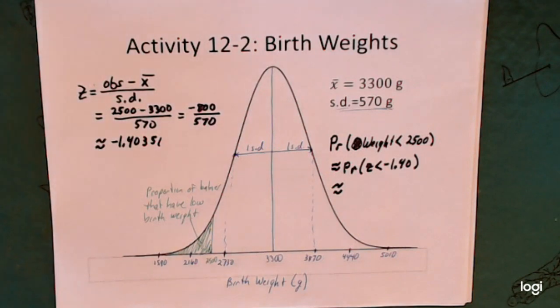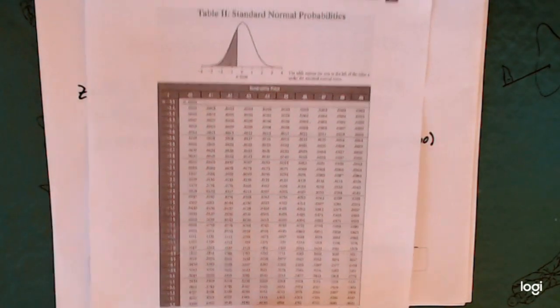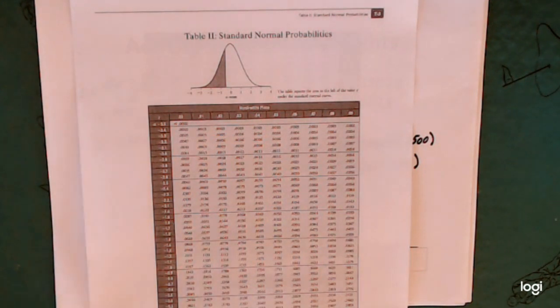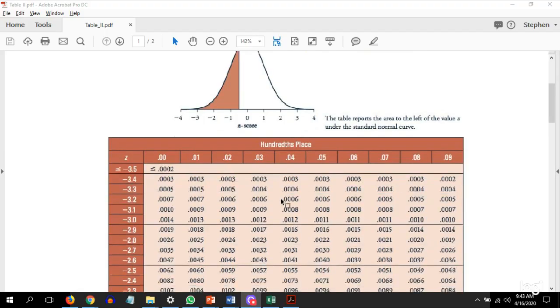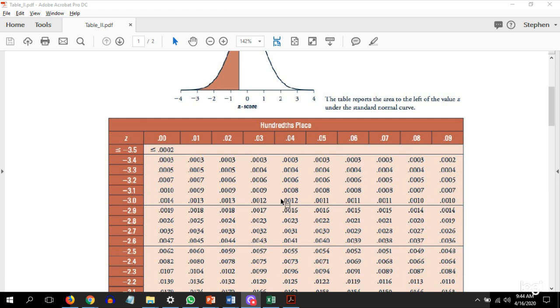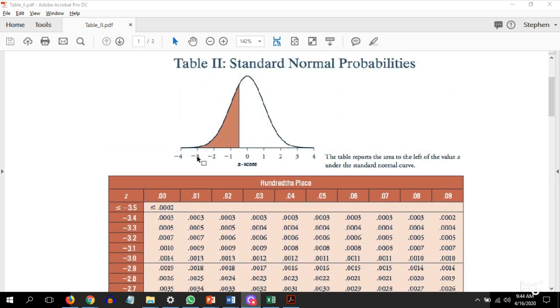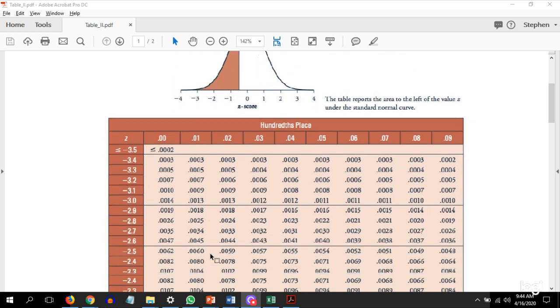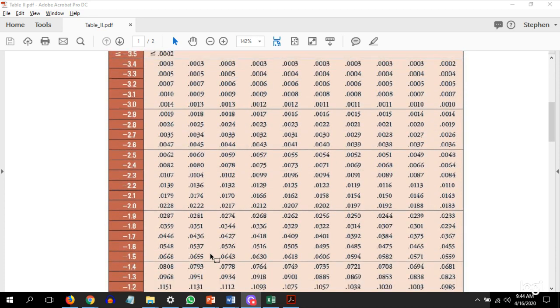And then we go to table 2. Here's my table 2. This is not a great shot, so I'm going to switch back to my other camera. All right, there we go. We're looking for a z-score of negative 1.40. Remember that table 2 gives us area to the left, and that's exactly what we want, because we're looking for weights less than 2,500. And here we go, negative 1.40, the first entry here, so it's 0.0808.